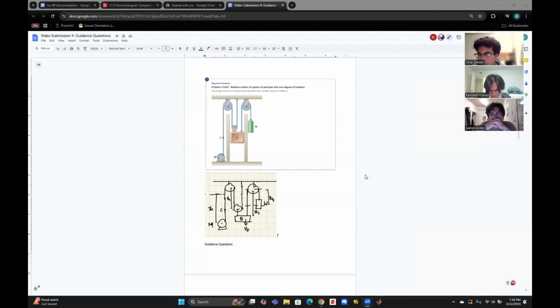And part three, we are asked to find VCE. So we simply use the values that we got in the previous part. So VCE equals VC minus VE, and then I got 19.2 meters per second. And then part four, we want to find VWE. So it's simply VW minus VE, and we got 12.8 meters per second.